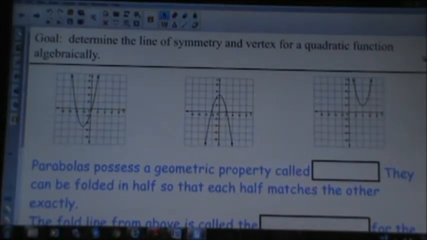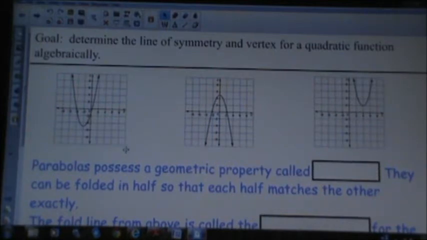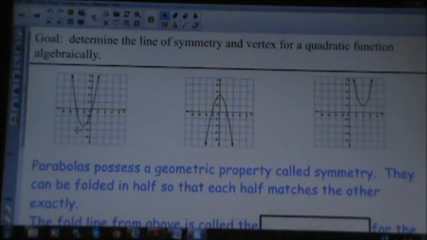Today, our goal is to determine the line of symmetry and vertex for a quadratic function algebraically. If you notice up top here, I have three parabolas, and we've been talking about them in class. We've talked about the fact that parabolas are U-shaped graphs, but really, they're curved graphs. And they possess a geometric property that's called symmetry. That means that these can be folded in half so that each half matches the other exactly.